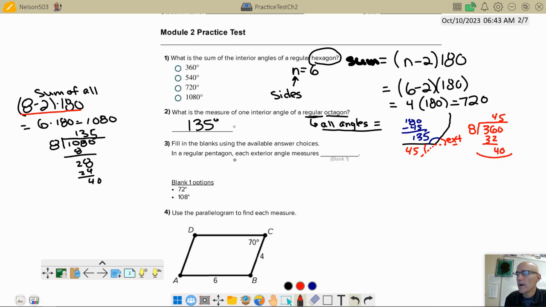Well, the sum is 360, right? And so they want each, and it's a regular pentagon. So I'm just going to divide it by 5. And 5 goes into 36, 7 times. That's 35. I drop the 1 down because 36 minus 35 is 1. Bring the 0 down. 5 goes into 10 2 times. So it's 72 degrees.